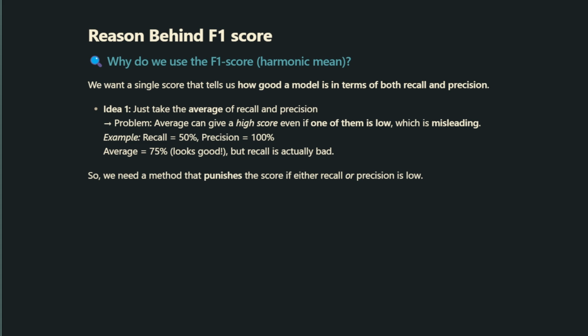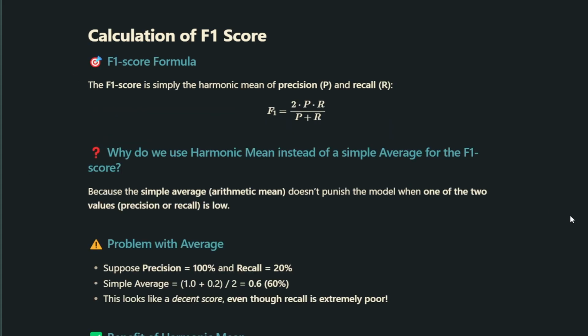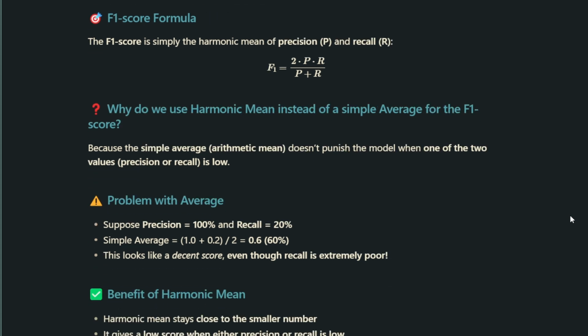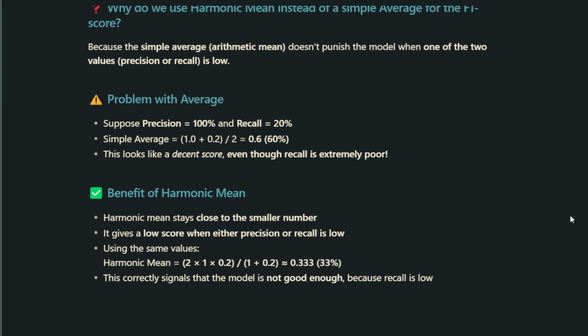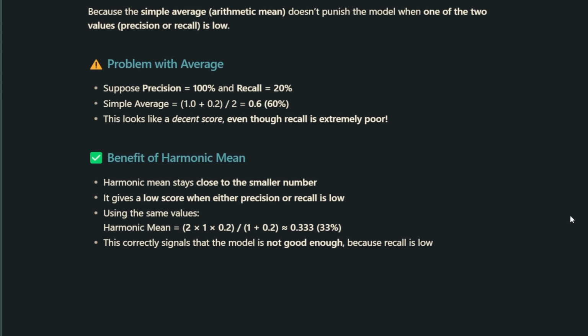Okay, now let's see how we calculate the F1 score. The formula is simple. The F1 score is the harmonic mean of precision and recall. Mathematically, it is written as F1 = 2 * P * R / (P + R). But here's the big question, why do we use the harmonic mean instead of just taking the normal average? Well, the issue with the simple average is that it does not punish the model enough when one of the values is really low. For example, suppose precision is perfect at 100% but recall is only 20%.